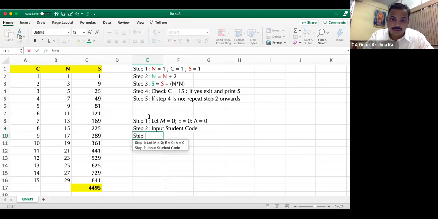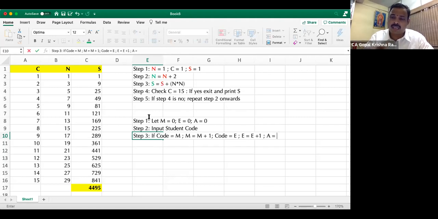Step 3: if code is equal to M, then M is equal to M plus 1. Or if code is equal to E, then E is equal to E plus 1. Else, A is equal to A plus 1, because if they are neither medicine nor engineering, it should be arts only. You are adding the student count.